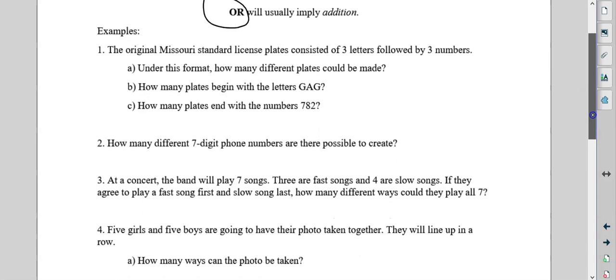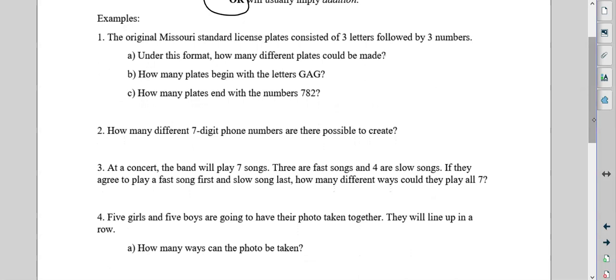Okay. So, examples. The original Missouri standard license plate consisted of 3 letters followed by 3 numbers. Under this format, how many different license plates could be made? So again, I like to put 6 slots because there's 6 spots. Now, 3 letters. So these are my letters, these are my numbers. Okay? With that format, if I had 26 letters here and it's allowed to have repeats, you could have 26, 26, 26.